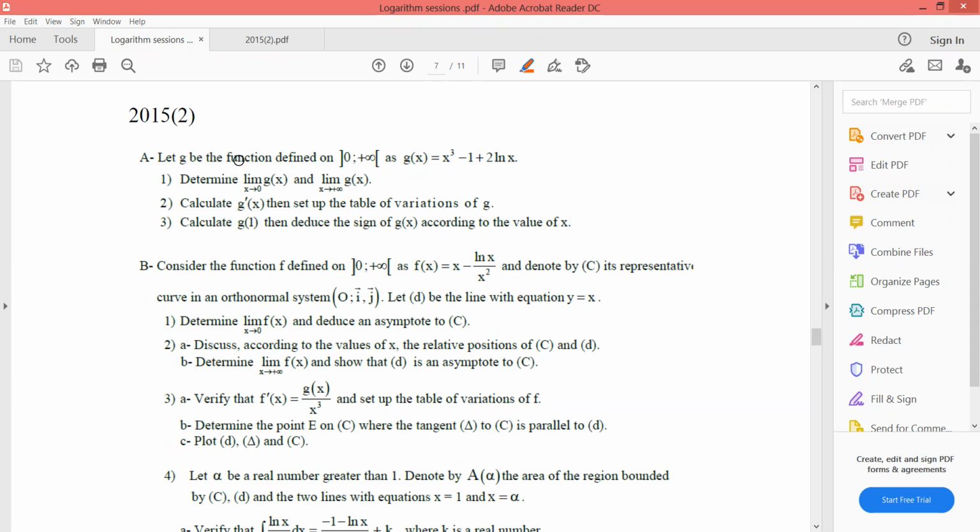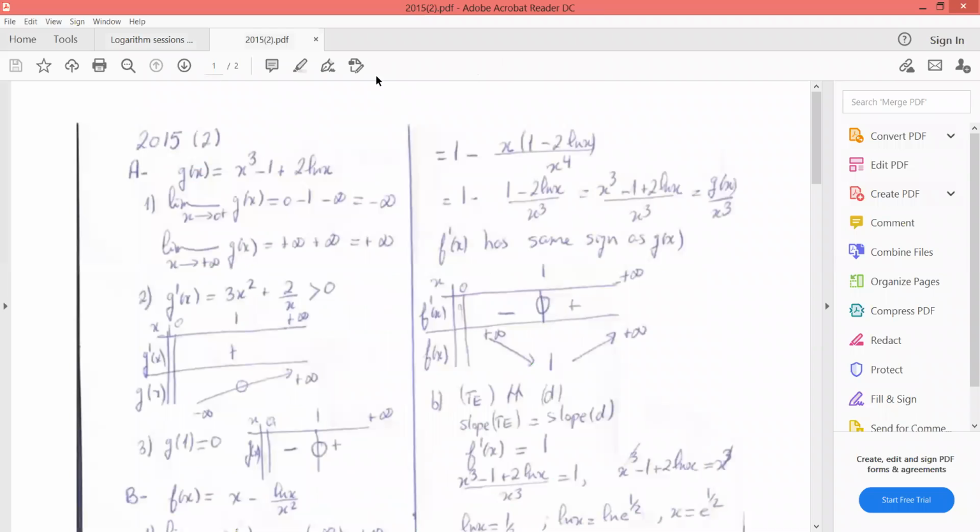So we have the function g defined on 0 plus infinity by g(x) = x cubed minus 1 plus 2 ln x. Determine the limit as x tends to 0 plus of g(x). How to calculate the limit as x tends to 0? If we replace x by 0, what do you get? Minus infinity. As x tends to 0, we replace x by 0: 0 cubed is 0, minus 1. ln 0 is minus infinity, times 2 is minus infinity, so we get minus infinity. Any questions about the first limit?